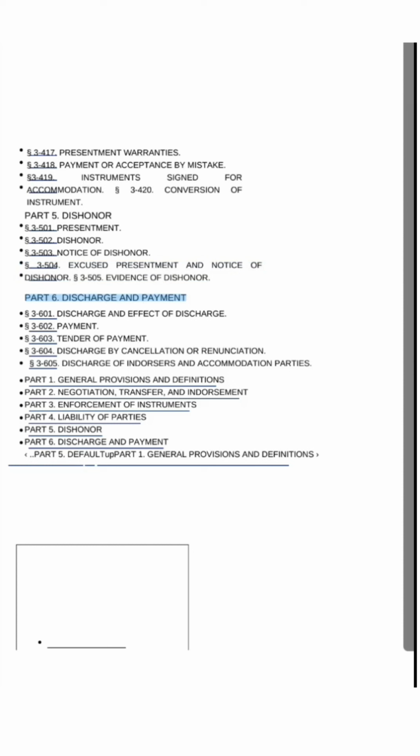Part 6. Discharge and payment. 3-601. Discharge and effect of discharge. 3-602. Payment. 3-603. Tender of payment. 3-604. Discharge by cancellation or renunciation. 3-605. Discharge of endorsers and accommodation parties.